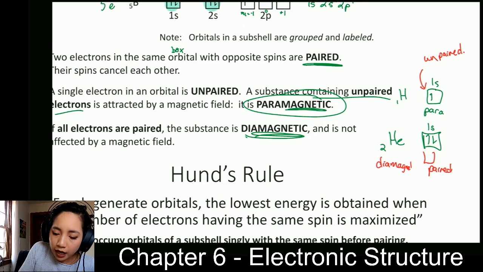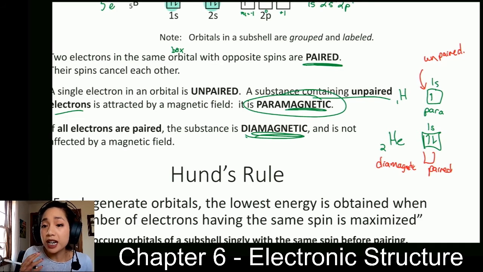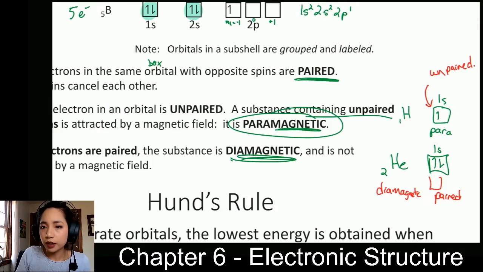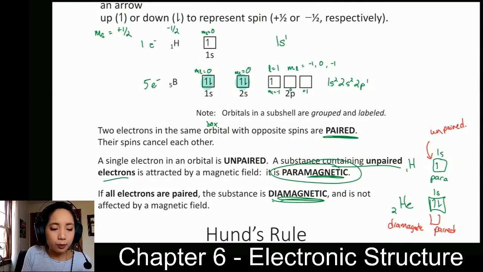If we had a helium sample, it would be unaffected by a magnetic field. While if we had just 1 lonely hydrogen atom, which doesn't typically exist in our universe, then it would be affected by a magnetic field because it has that unpaired electron. So within our hydrogen and boron example here, both of these substances, according to their orbital diagrams, are paramagnetic because they both have unpaired electrons.